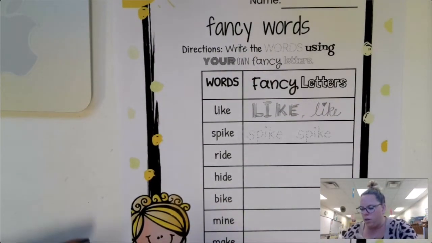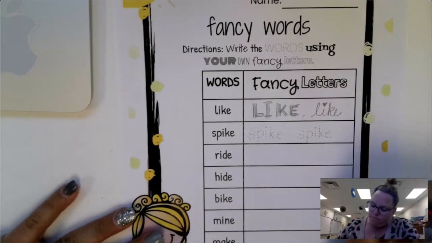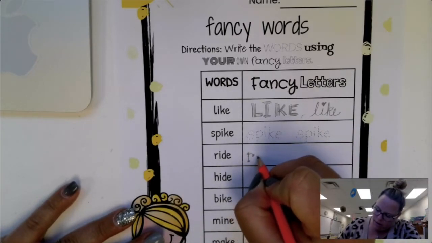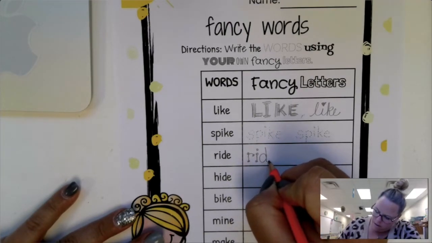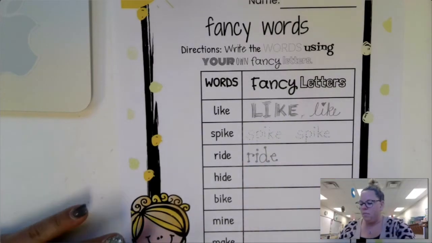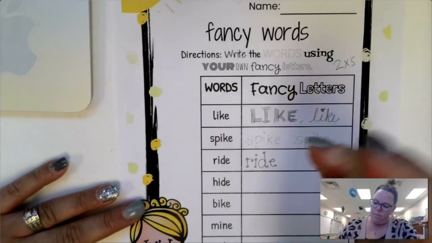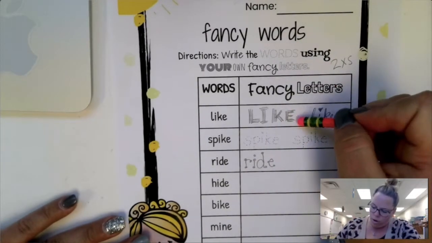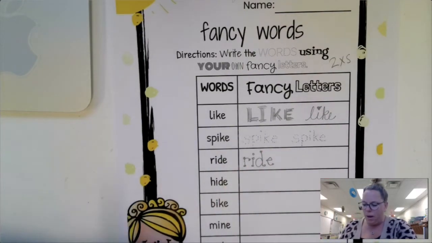Pick whatever you want to do for your fancy words. Make your own fancy letters up, however you like to do it. Sometimes I like to make mine like this, where I put little dots on the end. And because there's plenty of room, I want you to do each of them 2 times, just like I've done here. You can do it 2 of the same way or do it 2 separate ways. Like here with the word like, I wrote it 2 different ways. For spike, I wrote it the same.